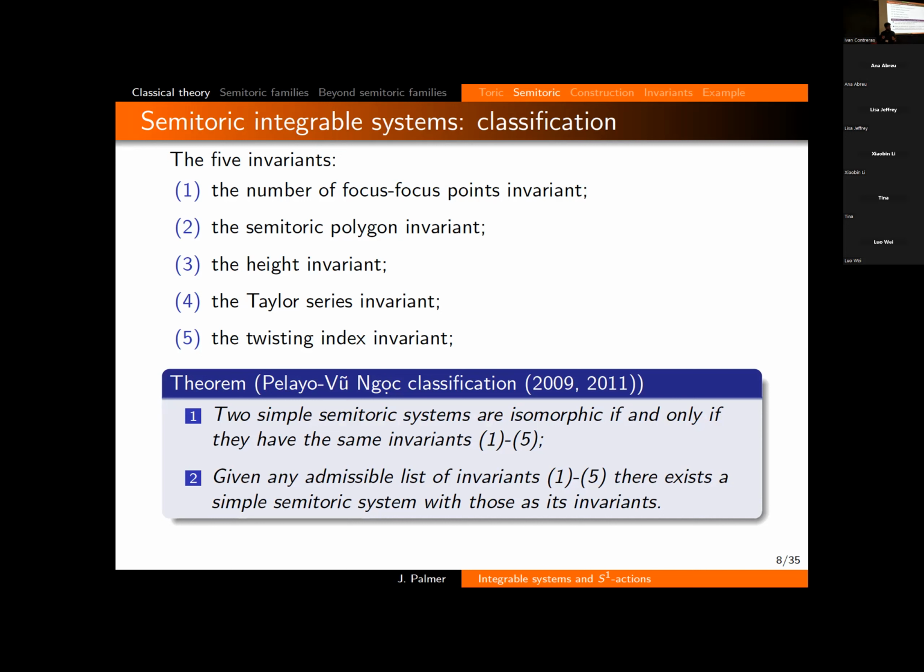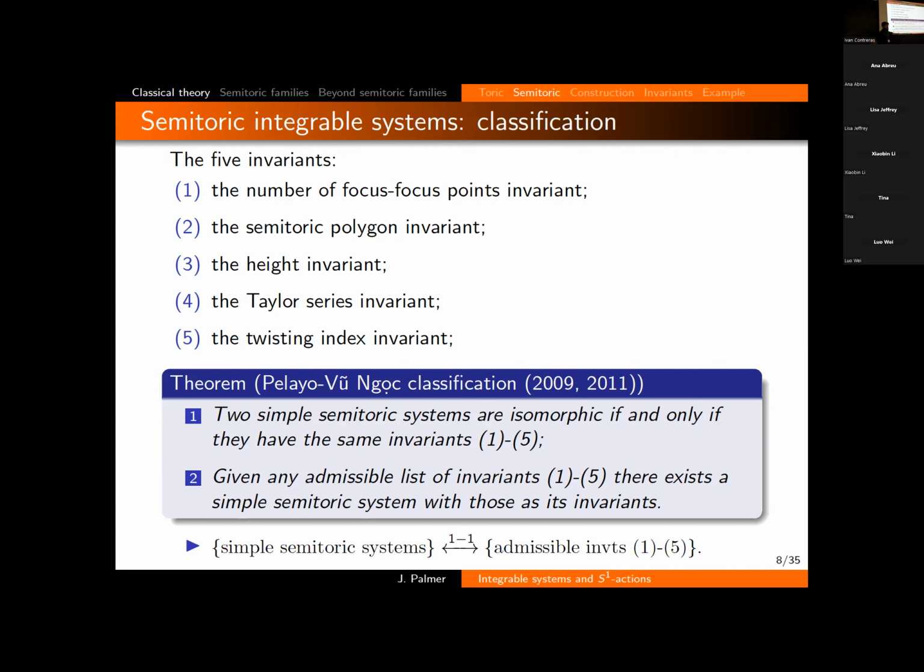It's a little bit more information than that, a little bit more subtle or difficult to deal with than that. And then there's other invariants that have to do with the dynamics around the focus point and things like this. I'll extremely quickly click through them as I'm explaining them a little bit. But this result due to Pelayo and Vu Ngoc is essentially this.